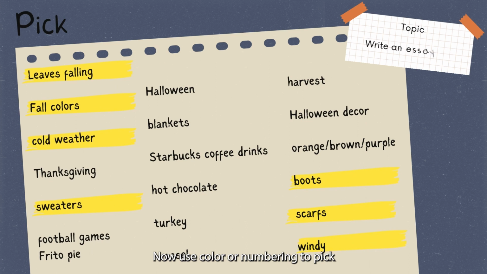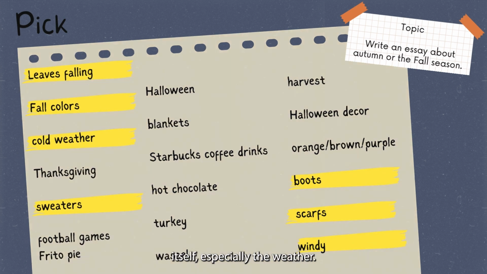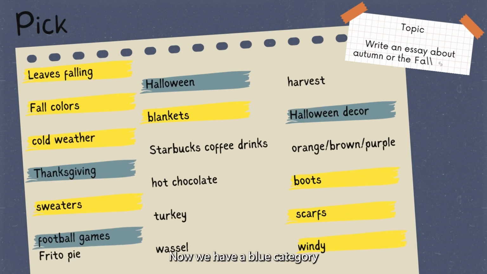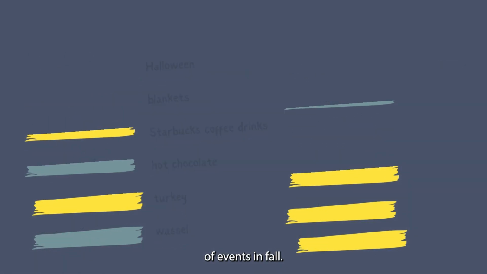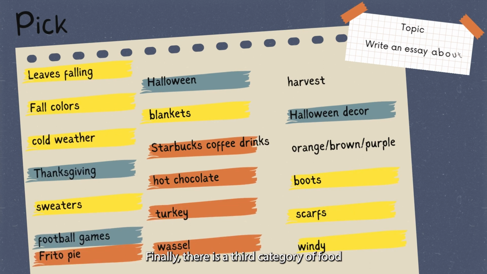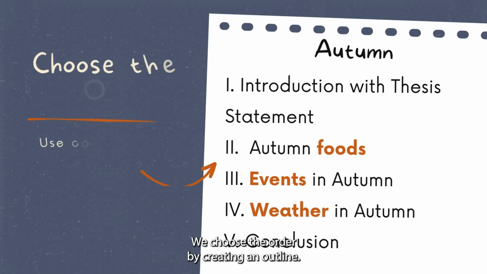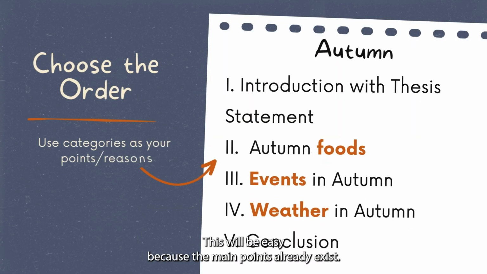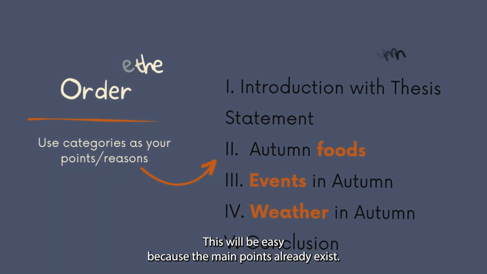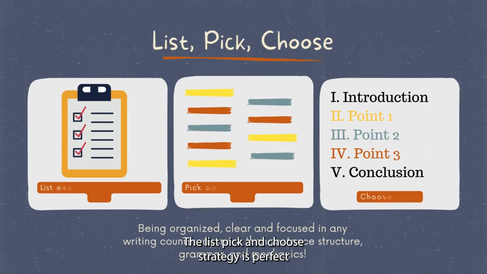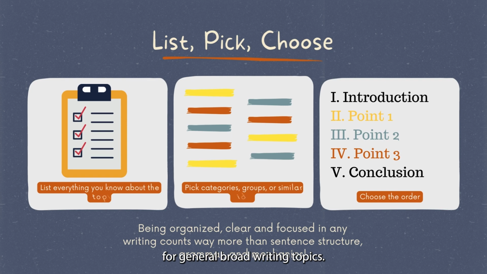Now use color or numbering to pick the categories. Our yellow here is the fall season itself, especially the weather. Now we have a blue category of events in fall. Finally, there is a 3rd category of food and drink during the fall season. 3 categories means 3 main points. We choose the order by creating an outline. This will be easy because the main points already exist. The list, pick, and choose strategy is perfect for general, broad writing topics. You will be organized and clear, which counts more than grammar and mechanics.